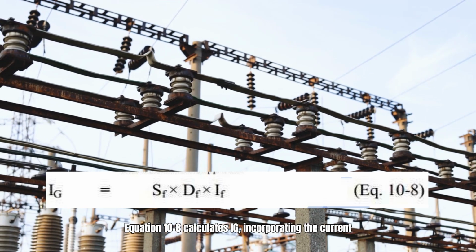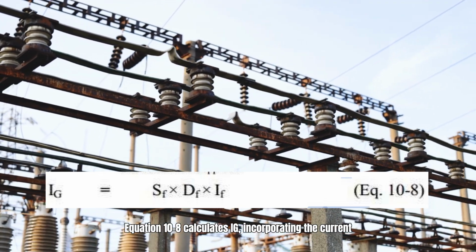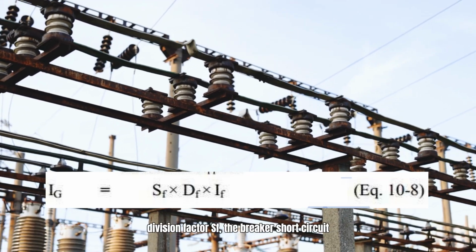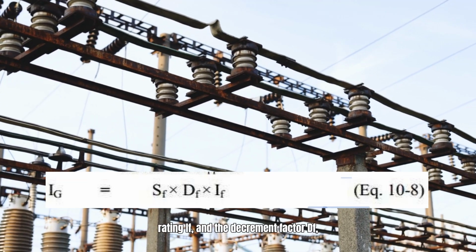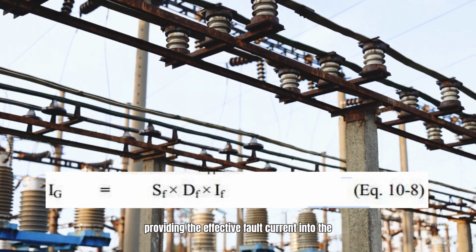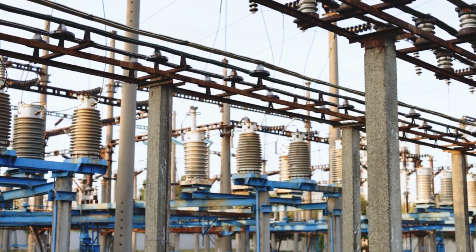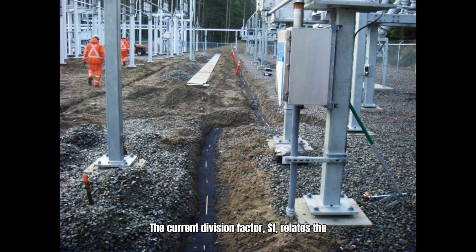Equation 10-8 calculates Ig, incorporating the current division factor Sf, the breaker short circuit rating IF, and the decrement factor DF, providing the effective fault current into the grid. The current division factor, Sf, relates the total fault current magnitude to the portion flowing into the ground. It is normally computed per IEEE 80 standards, but for National Grid Saudi Arabia applications, the minimum value is 0.7 unless specified otherwise in the project technical specification.